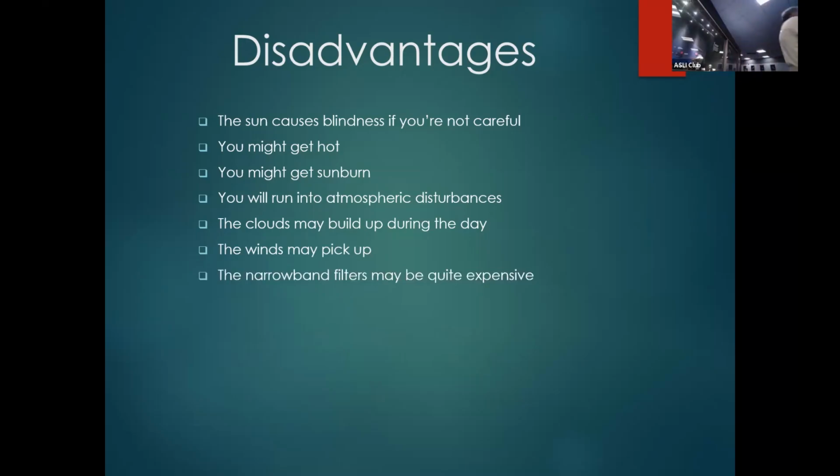Narrow band filters may be quite expensive. I don't want to go into too much detail, but if you have an H alpha filter or calcium light, it can get very expensive. A white light filter is inexpensive, and most people can fit it within the budget. Most people can use a white light filter to observe the sun, and there's plenty of things to see. I will show that as I go on.